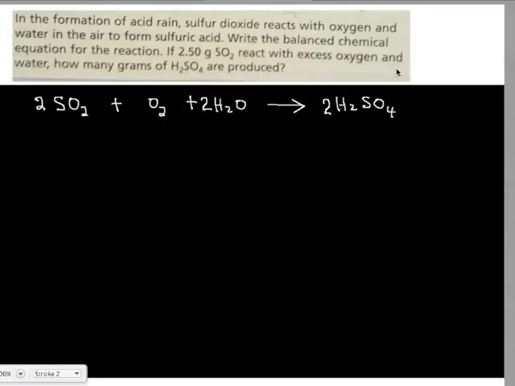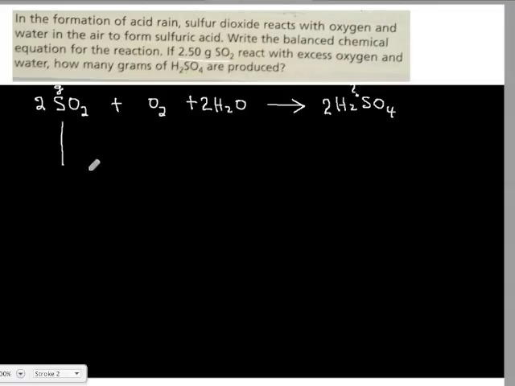Did you try this on your own? So what's given here? Write the balanced chemical equation, which is what I'd already done. 2.50 grams of sulfur dioxide is given. So I'm going to put given here. And how many grams of sulfuric acid? So this is the question mark right here.